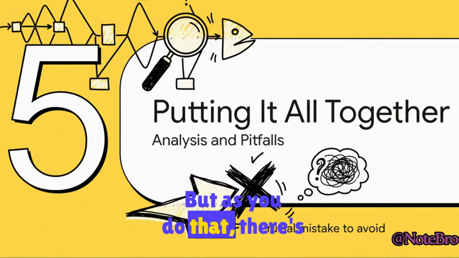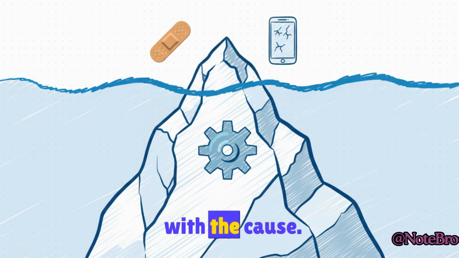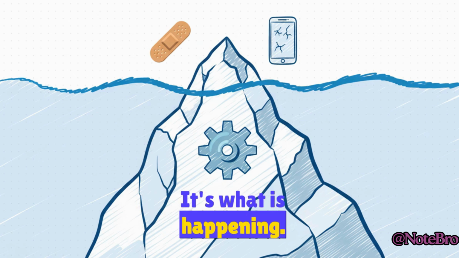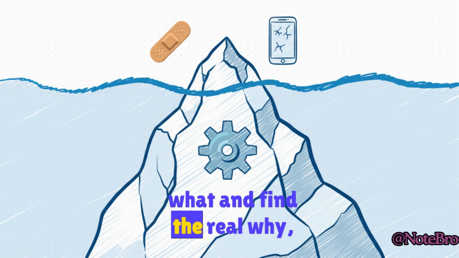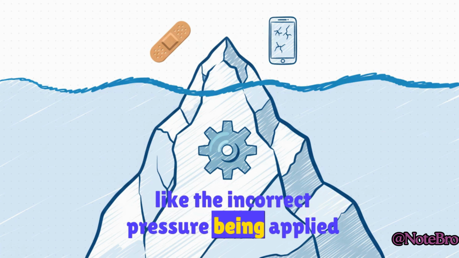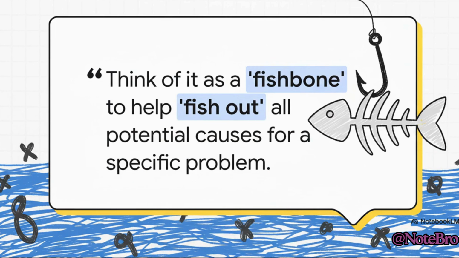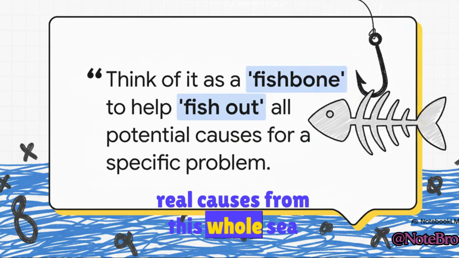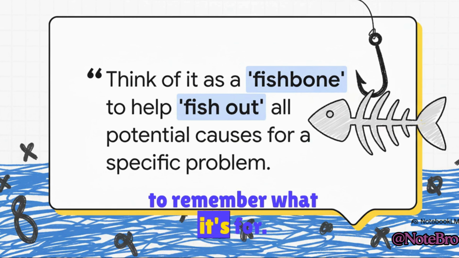But as you do that, there's one critical mistake you have to avoid. And that's confusing the symptom with the cause. See, screens are cracking is the symptom. It's what is happening. The root cause is why it's happening. The diagram forces you to dig deeper, to push past the obvious what and find the real why, like the incorrect pressure being applied by the machine. I absolutely love this quote. It's perfect. It frames the diagram as your tool to literally fish out the real causes from this whole sea of distracting symptoms. It's just a simple, powerful way to remember what it's for.